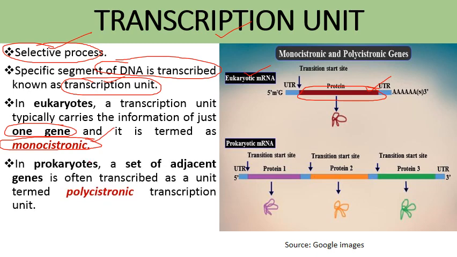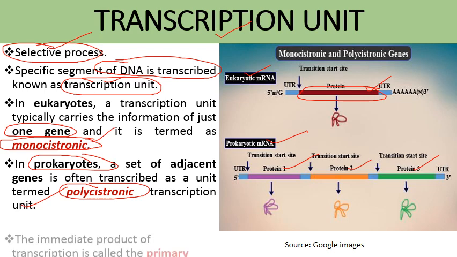In case of prokaryotes, a set of adjacent genes is often transcribed as a unit, termed a polycistronic transcription unit. और prokaryotes के केस में जो mRNA होता है that contains information for more than one protein. So this type of transcription unit is known as a polycistronic transcription unit.